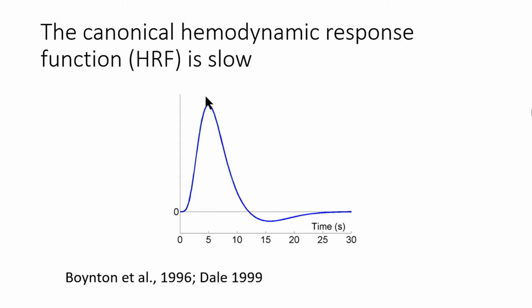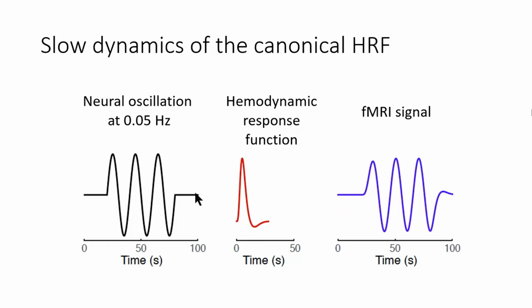Slow not just in the sense of time to peak, but in that it has this broad shape, which is blurring away a lot of the fast information. So why would this matter? If you imagine that you have very slow neural activity oscillating at 0.05 hertz, so a period of 20 seconds, and you convolve with this slow response, that's fine. You get a very nice large fMRI signal out.